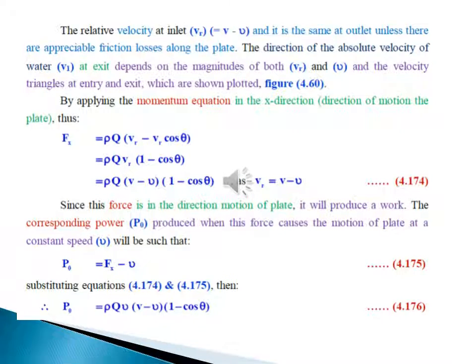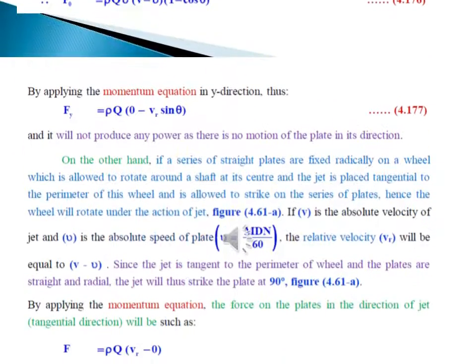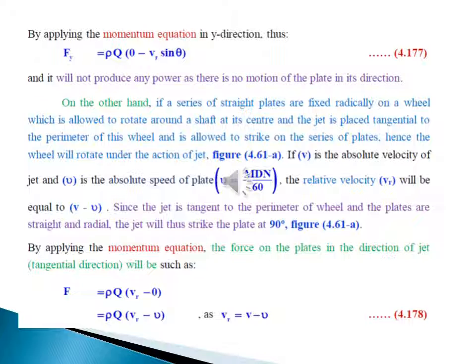Note, my dear, it is important to note that if a series of straight plates are fixed radially on a wheel which is allowed to rotate around its shaft and center, and the jet is placed tangential to the perimeter of this wheel and is allowed to strike the series of plates, then the wheel will rotate under the action of the jet. It is an important reality.